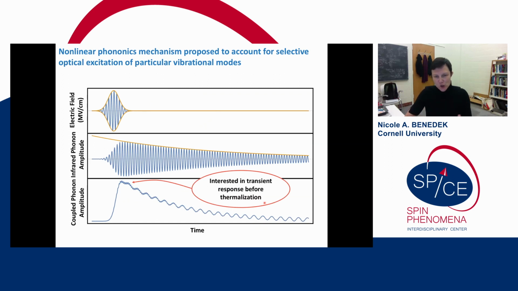Usually at this point I say, in a real material, the vibrations don't go on forever. The energy that we put in the form of the light pulse has to go somewhere. Eventually it'll get turned into heat. And we're interested in the transient response of the material before thermalization. The timescale on which that happens will depend on the material, but usually it's somewhere around picoseconds to maybe a few tens of picoseconds.